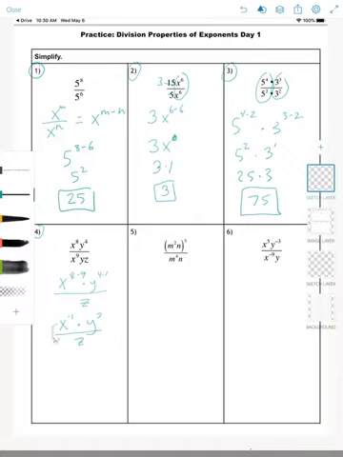Now this x to the negative 1 needs to go to the bottom to get a positive exponent. The y to the 3rd and the z are fine where they are. So y to the 3rd stays. X goes to the bottom as x to the positive 1. And z still stays there. Everything has a positive exponent. Everything's happy.